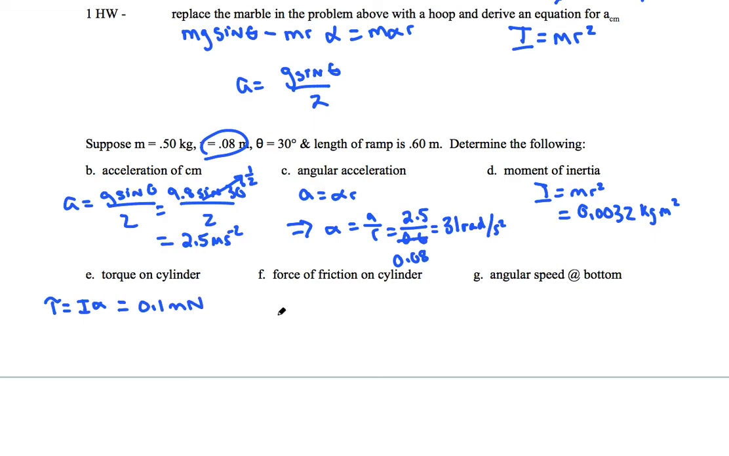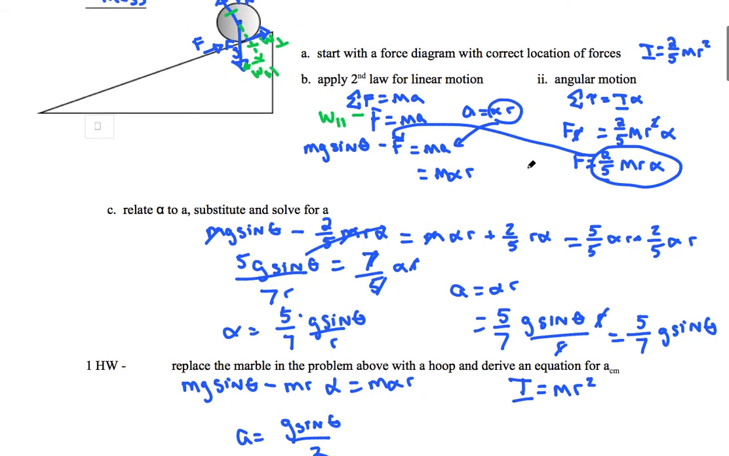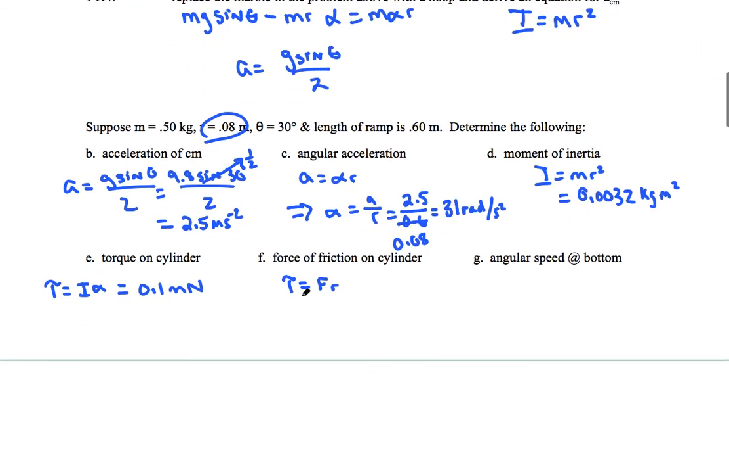The force of friction, well, the torque is equal to F times R. Okay, that's what we did up here. So going all the way back up to here, the torque from that force of friction is F times R. So now that I know tau, F is equal to tau by R, so that gets me 0.2 newtons.